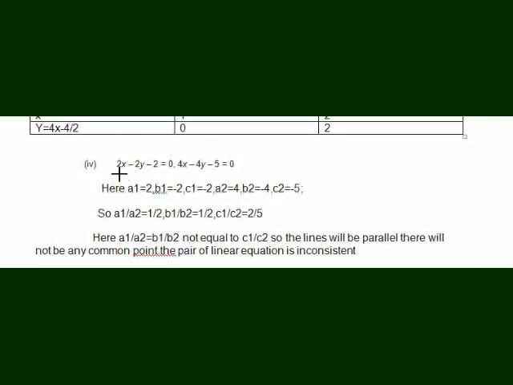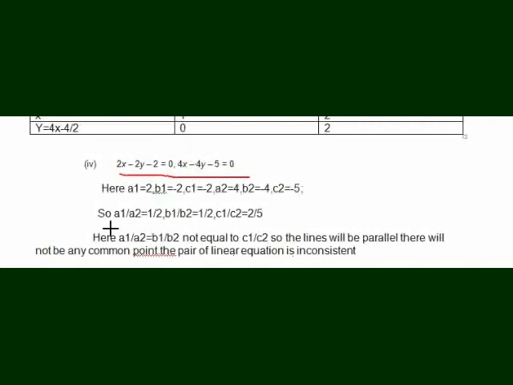So in this, this is question number 4. This first equation will be compared with a1x plus b1y plus c1 is equal to 0. Then a1 will be 2, b1 will be minus 2, and c1 will be minus 2. And this equation is compared with a2x plus b2y plus c2 is equal to 0. Then a2 will be 4, b2 will be minus 4, and c2 will be minus 5.